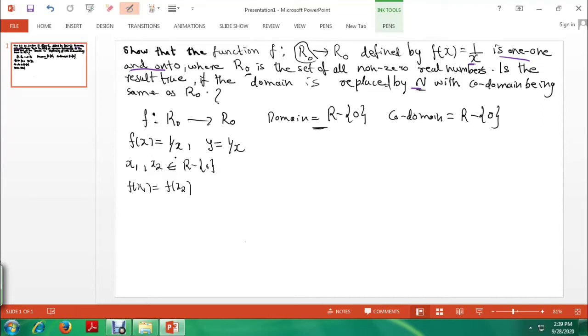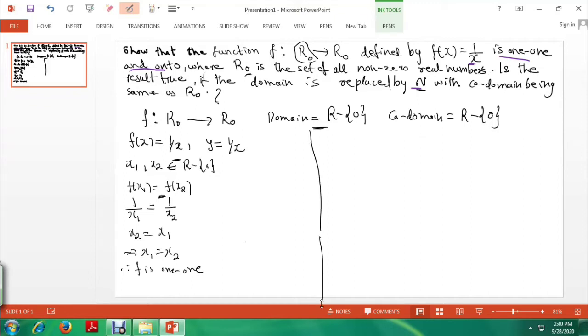F of x equal to 1 by x, then what is f of x1? F of x1 is equal to 1 by x1 equal to f of x2, means 1 by x2. Cross multiply, x2 is equal to x1. This implies x1 equal to x2. So images are equal, then elements are equal. What it implies? F is one-one. In the next step, see, you need to prove the onto condition. For that reason, take y belongs to codomain. What is codomain? R minus 0.